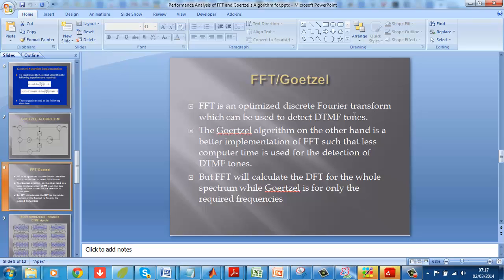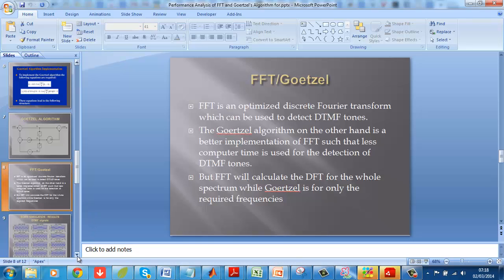So FFT and Goertzel, I want to compare them again. FFT is an optimized discrete Fourier transform which can be used to detect DTMF tones. The Goertzel algorithm, on the other hand, is a better implementation, such that less computational time is used for detection of DTMF. But FFT will calculate the DFT for the whole spectrum, while Goertzel is only for the required frequencies. Like I said before, just 16 frequencies: 0 to 9, A, B, C, D, and star and hash. This is what Goertzel will do. But FFT is going to calculate a lot of DFTs which are not necessary, and that's going to make it more time consuming.